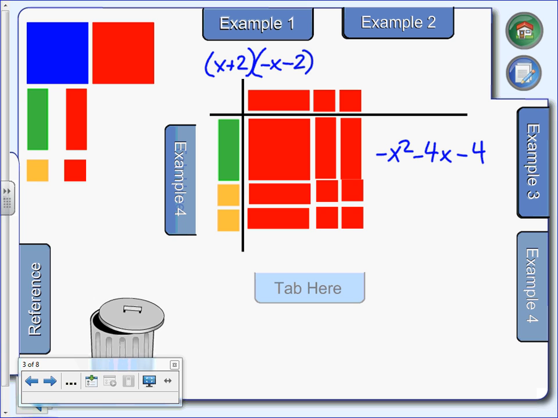Another way that you might see this represented is the negative sign on the outside, x squared plus 4x plus 4. I've seen people represent it that way as well. Okay, same thing, exact same thing. Okay, let's go on and let's take a look at a couple of practice problems now.